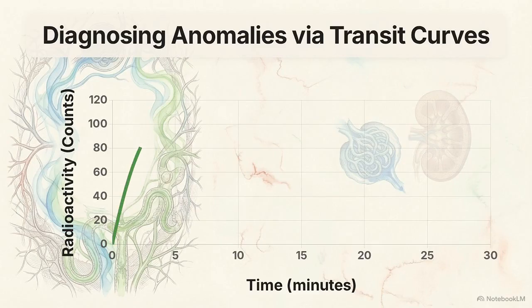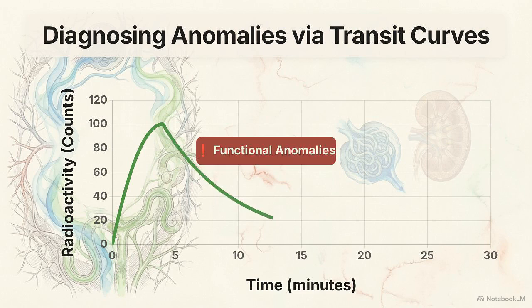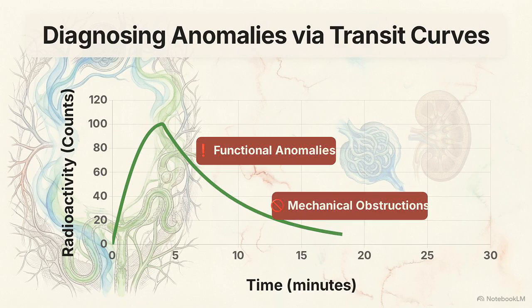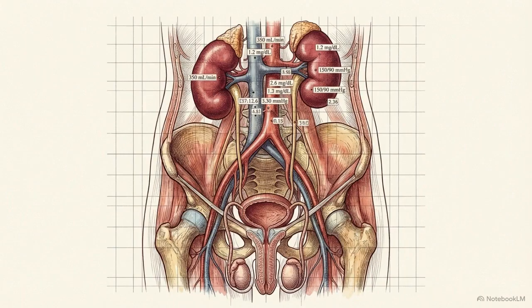By tracking these pathway-specific agents over a set duration, we plot out functional anomalies, distinguish mechanical obstructions from benign dilation, and identify failing transplants. Nuclear GU imaging provides a mathematical map of invisible biochemical transit times.